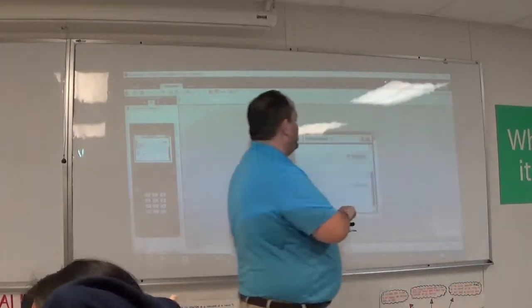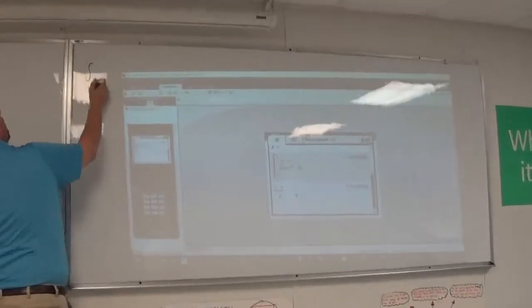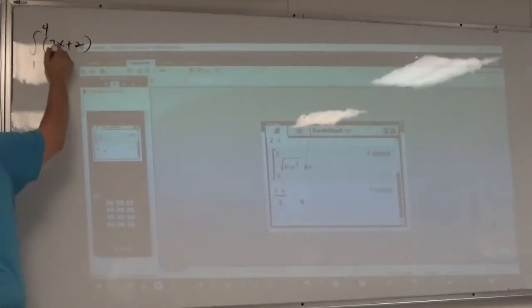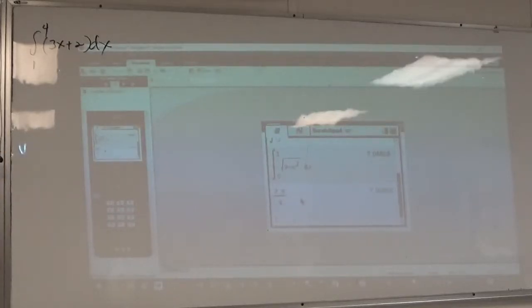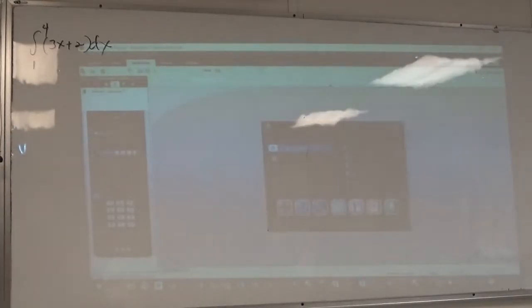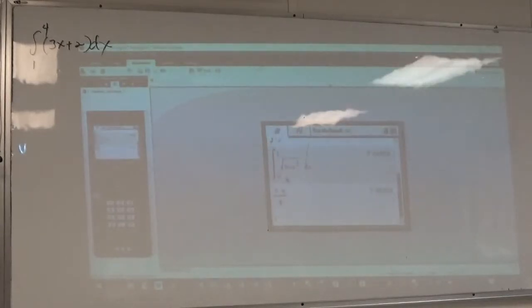Okay, the 4 problems that we just did, we're going to redo. The first one, I think, was the integral from 1 to 4 of 3x plus 2 with respect to x. Okay, on the calculator, go to the home screen, please. Everybody's on the home screen? Go to calculate. Menu, calculus, numerical integral. Wait for it. There it is.